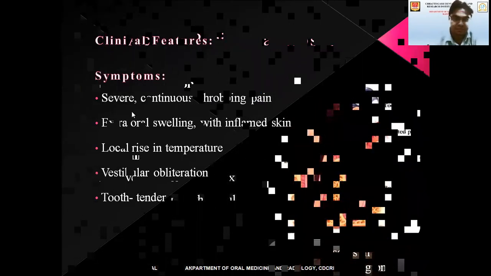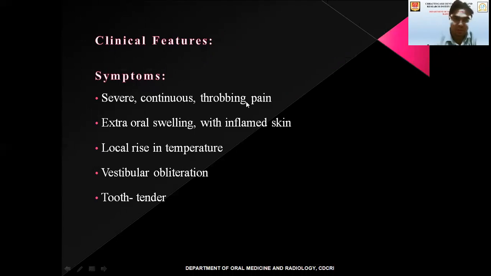Clinical features are: there will be severe, continuous, or throbbing pain. There will be extraoral swelling with inflamed skin. There will be a local rise in temperature. There will be vestibular obliteration, and the tooth will be tender on percussion. So we can see all signs of acute inflammation.